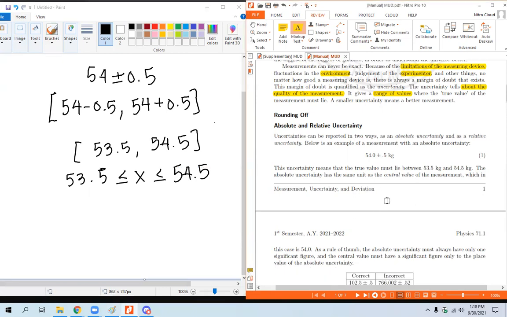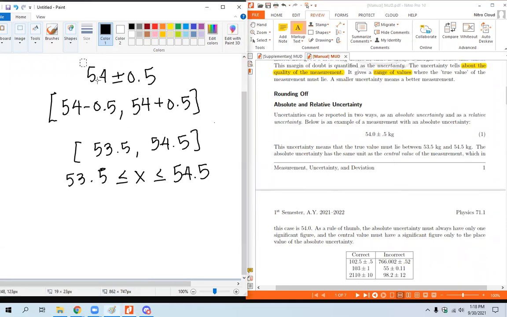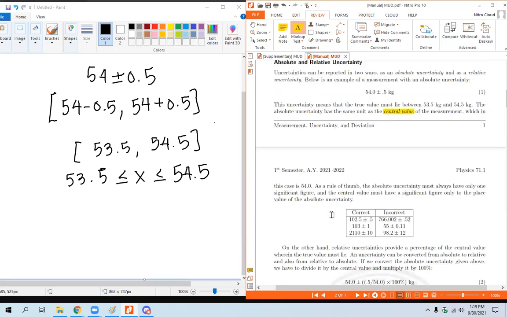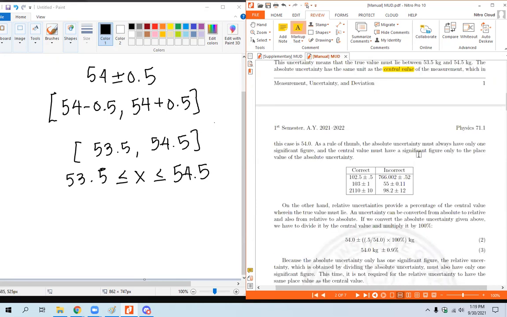So when we define the quantities we use in representing uncertainties, itong number na ito is the central value of your measurement. Si central value ang magiging pinakagitna ng interval where your true value may lie. So when we represent uncertainties, ang absolute uncertainty must always have only one significant figure. And the central value must have a significant figure only to the place value of the uncertainty.